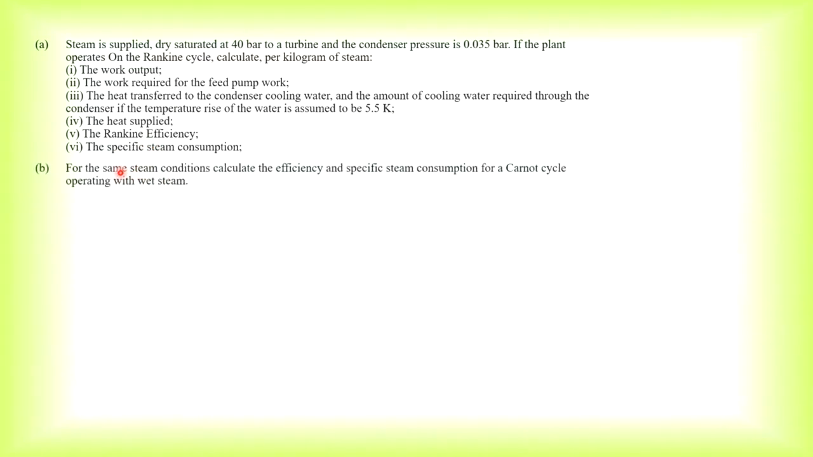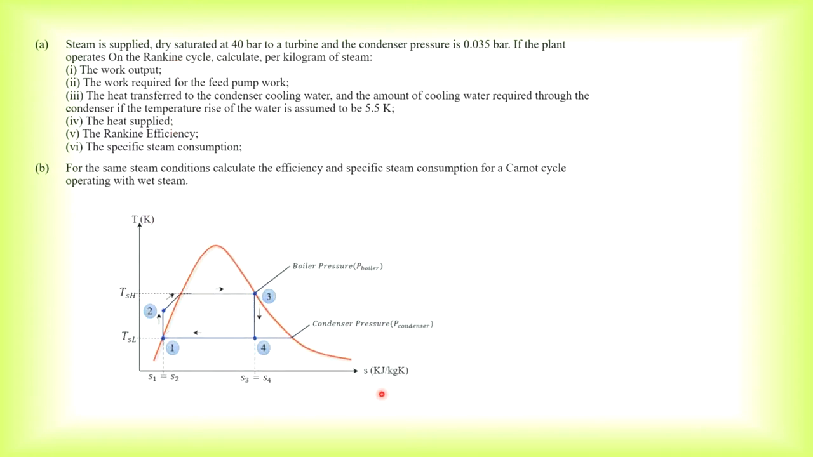And then part B, they want us to compare it with Carnot Cycle. That means comparing the Rankine Cycle based on operating pressure of 40 bar and 0.035 bar, the Rankine and Carnot. So the first thing is we are going to draw the Rankine Cycle. So this is your Rankine Cycle.